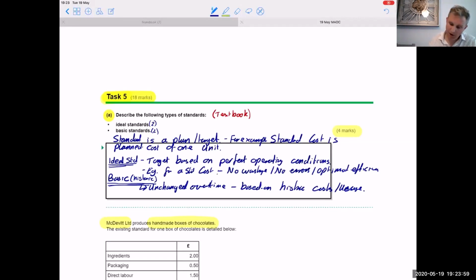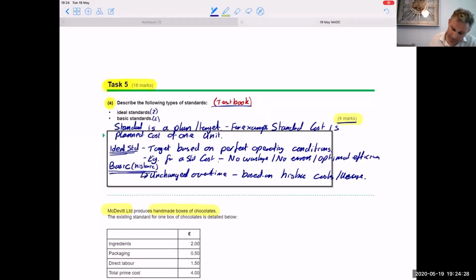So this part here is just, do you have the textbook knowledge? Can you explain what each of these types of standards are? Can you give me a brief example of when you'd see them? Easily, we're looking at 4 marks there. So 2 marks, ideal standard, what is it? Give me a brief example. Basic standard that's not changed over time, based on what? Based on historic cost, usage. We came up with it a long time ago. Easily got 4 marks there.